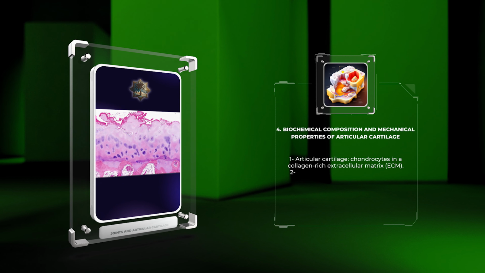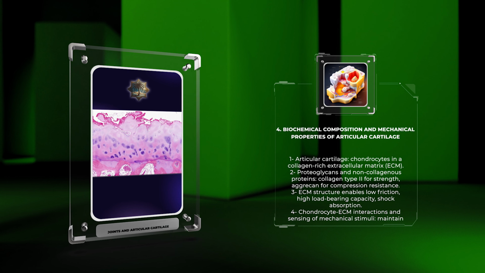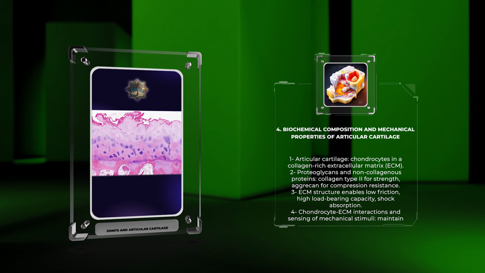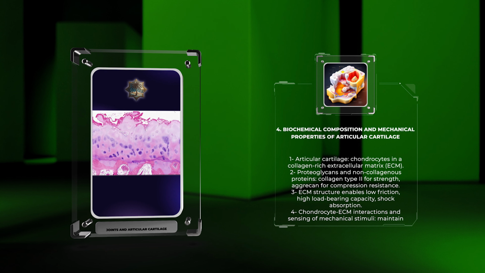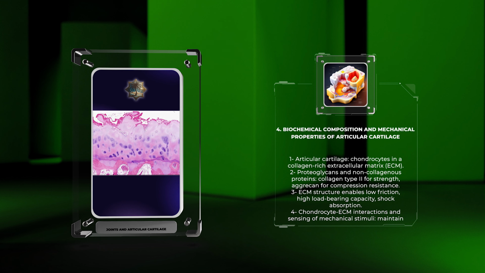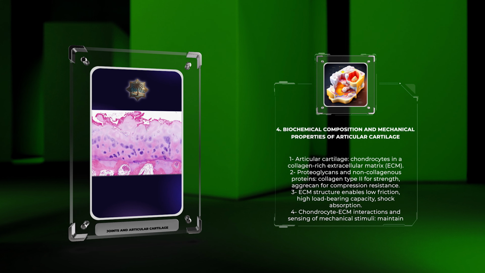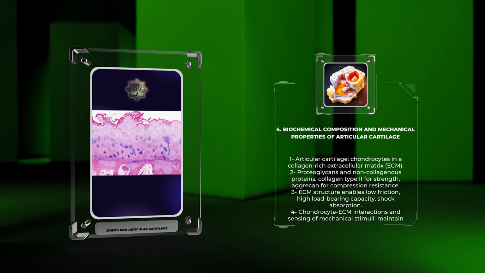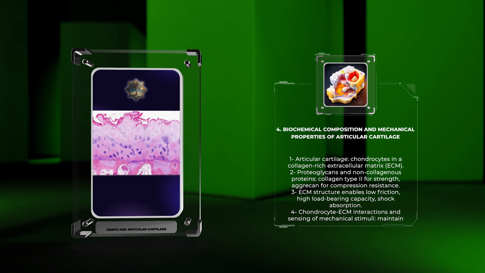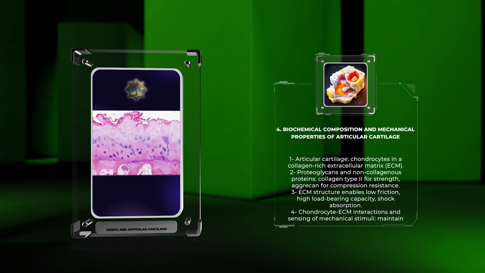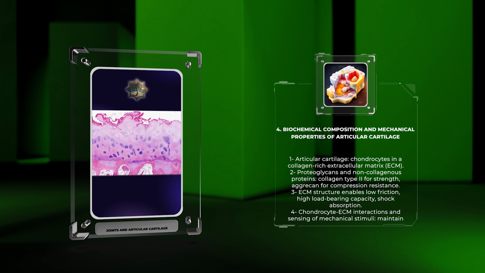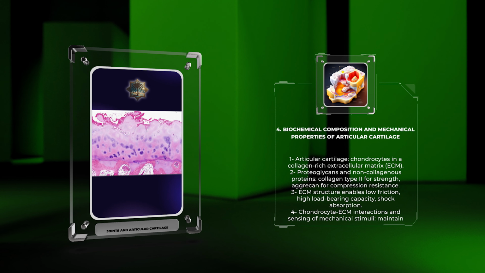Articular cartilage consists of chondrocytes in a collagen-rich extracellular matrix, ECM, containing proteoglycans and non-collagenous proteins. Collagen type II provides strength, while proteoglycans like aggrecan enable compression resistance. This ECM structure enables low friction, high load-bearing capacity, and shock absorption in articular cartilage, facilitated by chondrocyte-ECM interactions and sensing of mechanical stimuli for maintaining cartilage homeostasis.